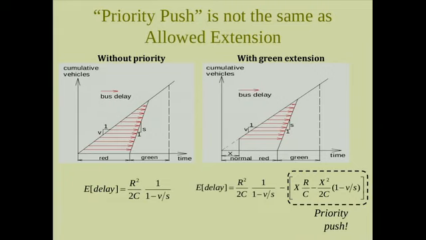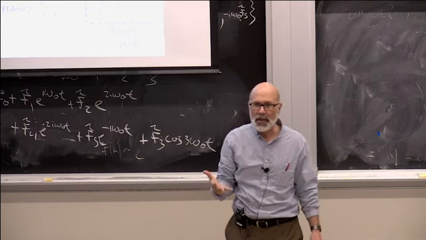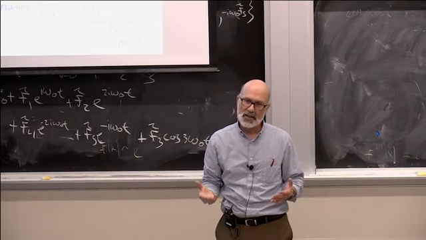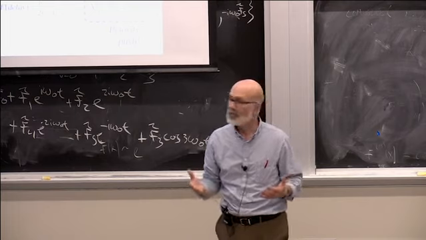We find that the expected delay in the first case, this is a standard delay for cars, has to do with the length of the red, the cycle length, C, and the ratio of the arrival rate to the discharge rate, that's v over s. And when we put in a green extension, we have that same term minus this term here, and I give that the name the priority push. So that's the reduction in delay thanks to green extension.